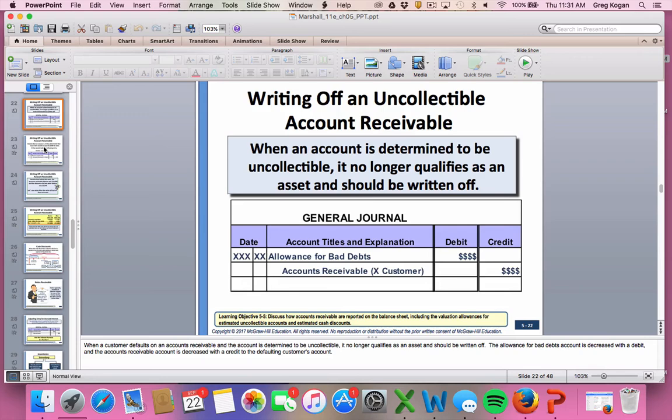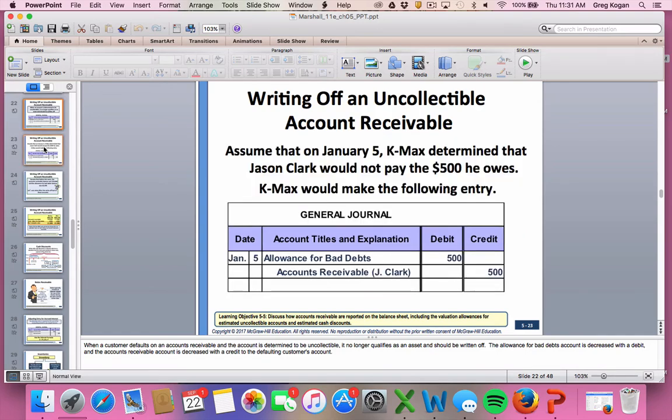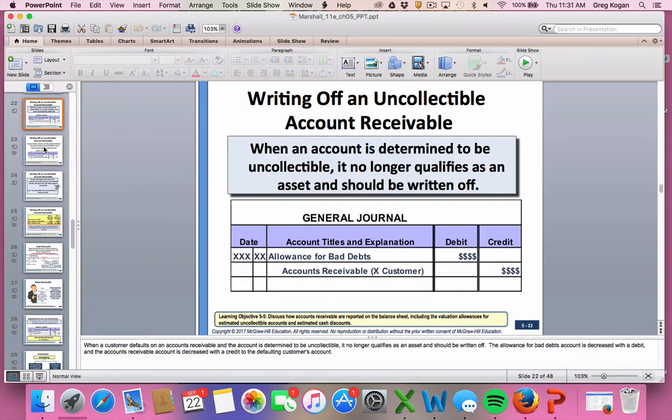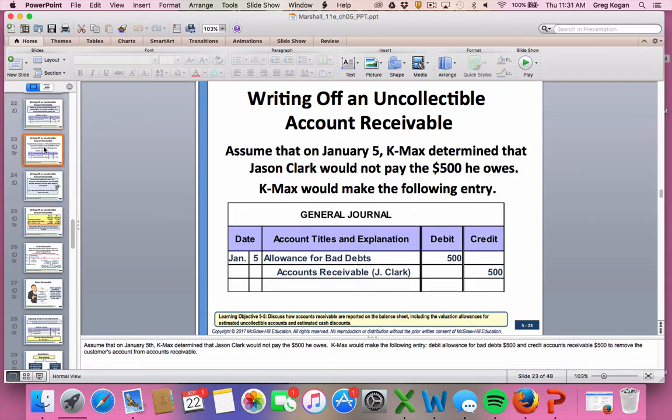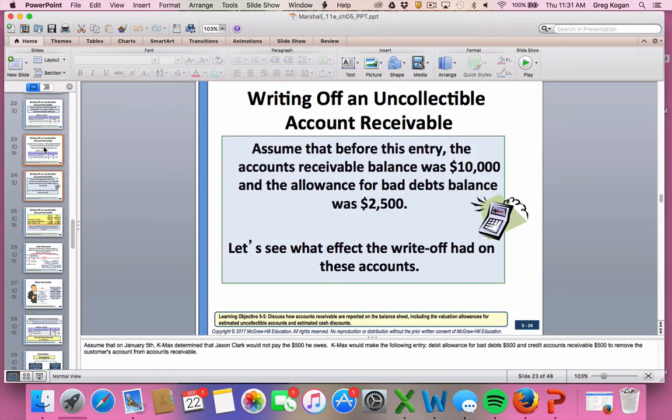And when you write something off, you remove it from the receivable, and you remove it from the allowance, and that's it. You don't have it in the allowance anymore. It's essentially gone because you don't ever expect to collect it. In other words, it will never be collected, and you have already recorded it as an expense, and now it just moves out of there.